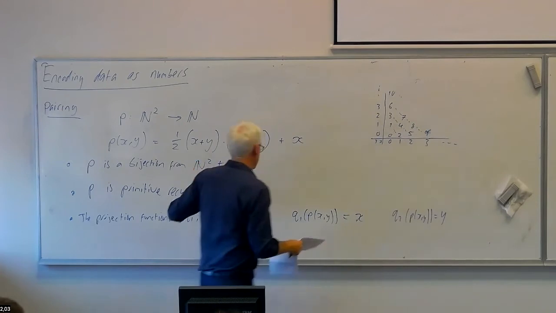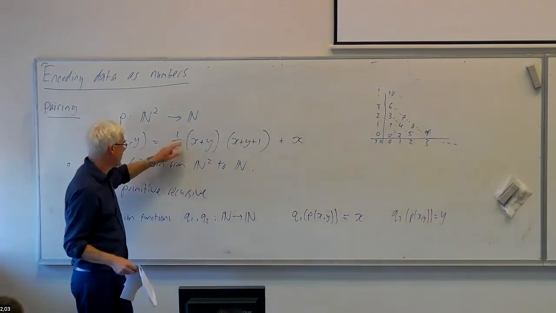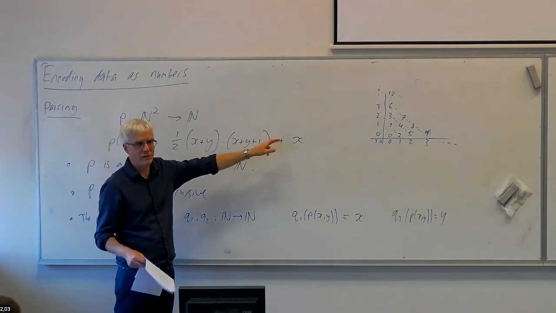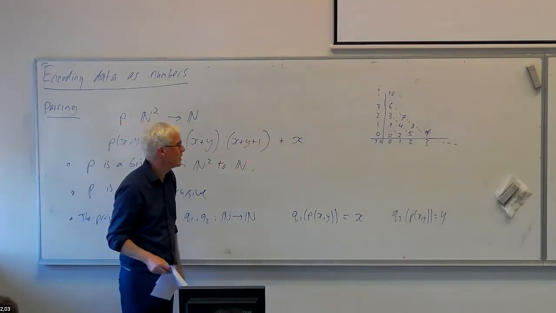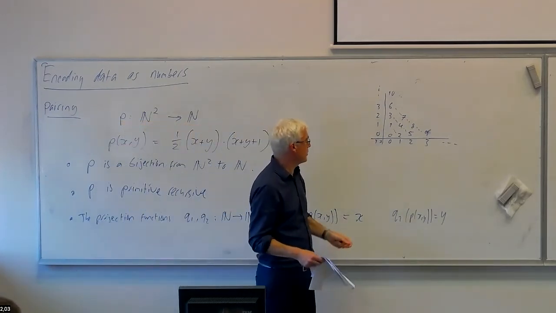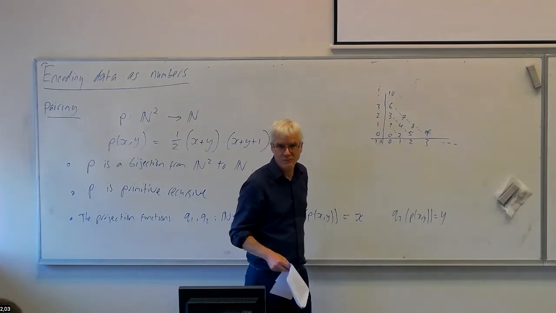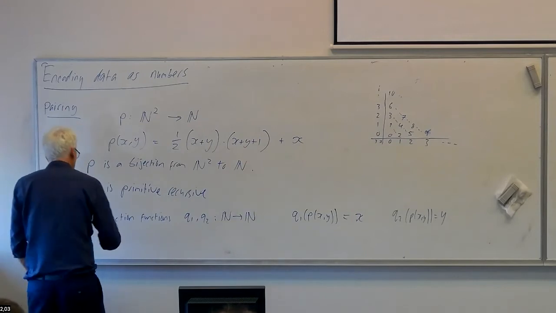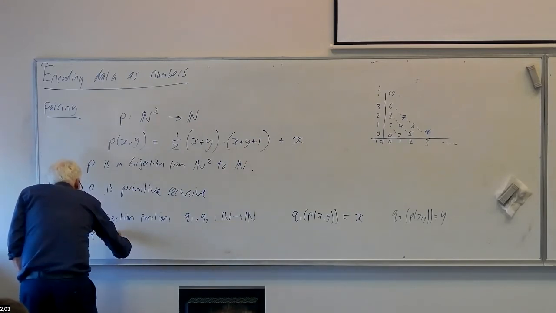So it's not easy to define these, in fact, maybe it can't be done. It's not easy to define these projection functions in a sort of closed form using arithmetic operations, but it's easy to see how to compute them by, say, searching or something like that. And these two projection functions are, again, primitive recursive.